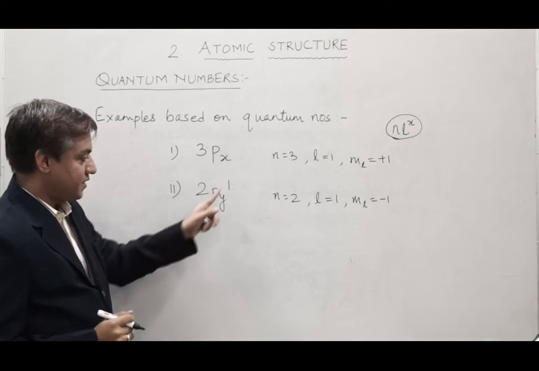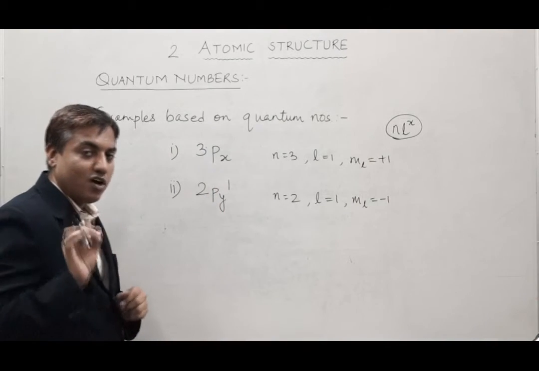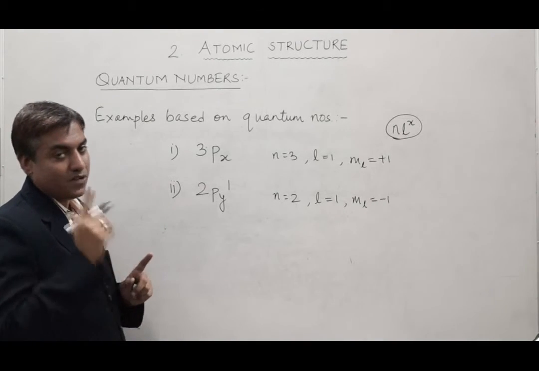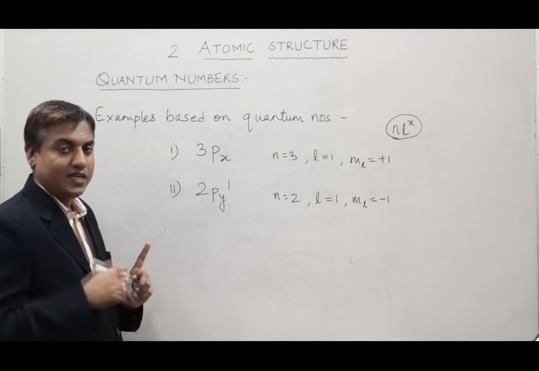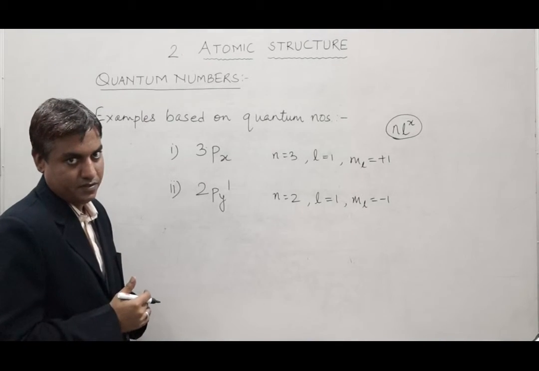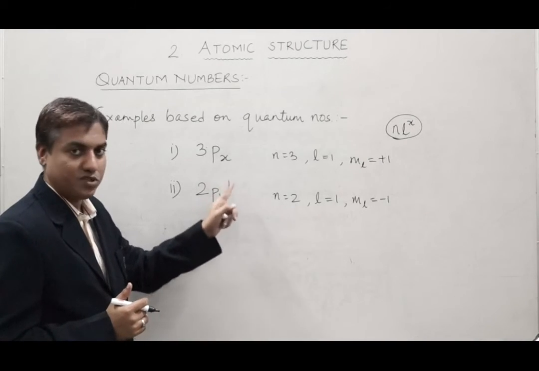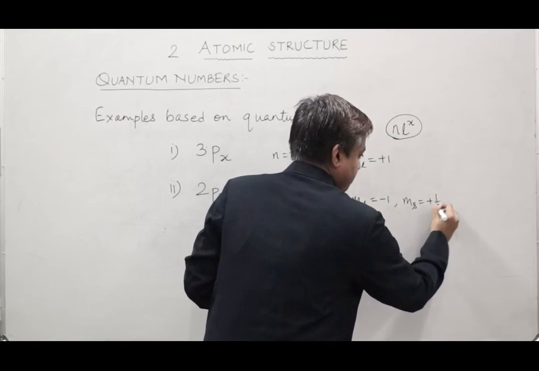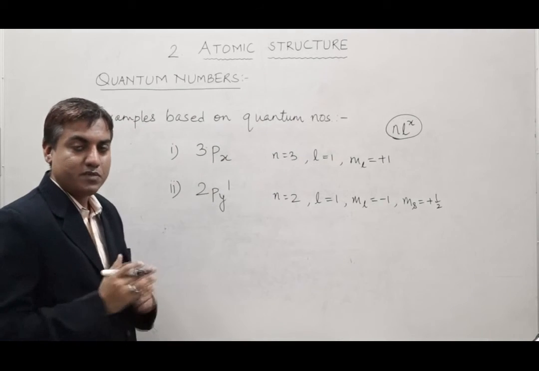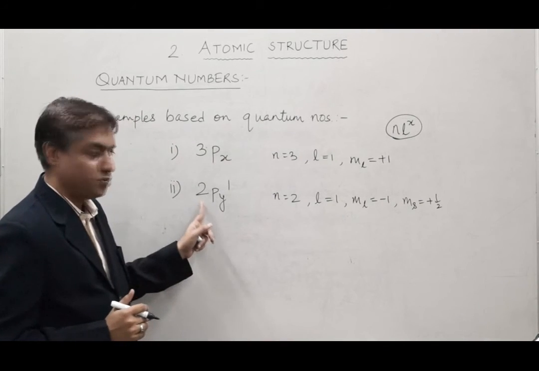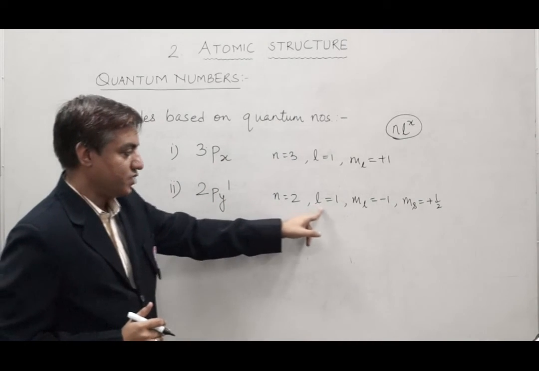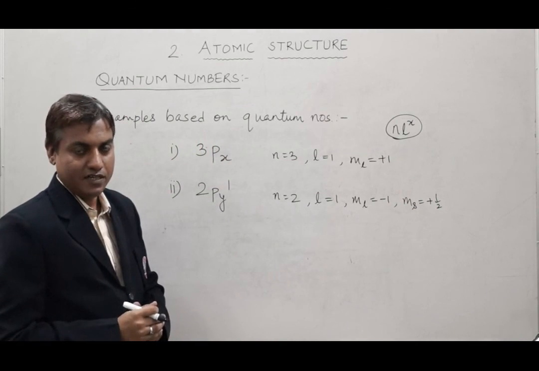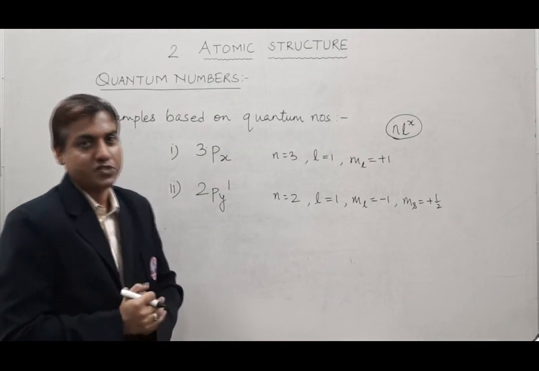And now children, look at this number here, 1. It means that the 2py orbital has 1 electron. And by convention, if you have only 1 electron in a particular orbital, it is assigned plus half. So the spin quantum number value for the sole electron will be plus half. So the quantum numbers for this configuration 2py1 will be n equal to 2, l equal to 1, ml equal to minus 1, and ms equal to plus half. Clear? Thank you very much. I hope you understood all the quantum numbers.